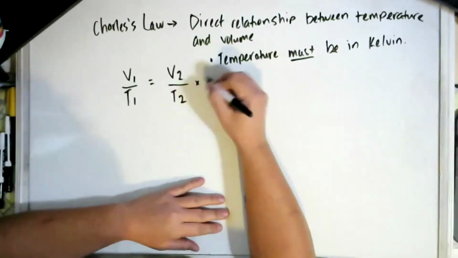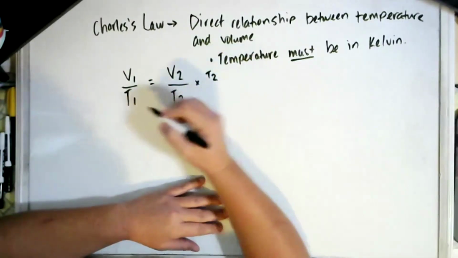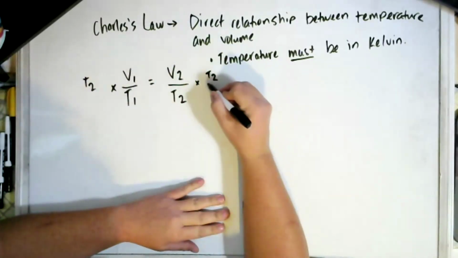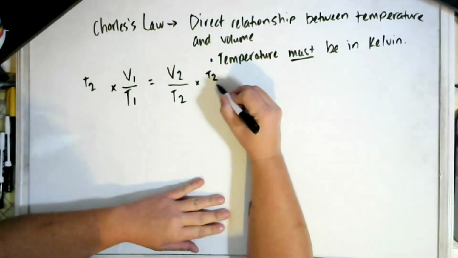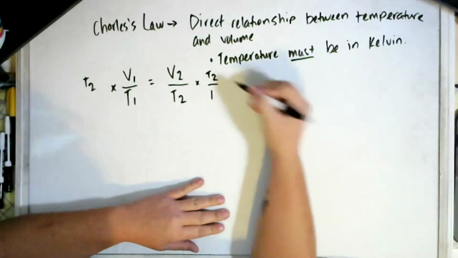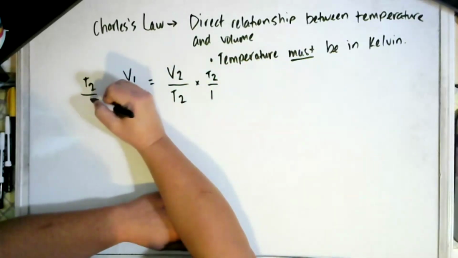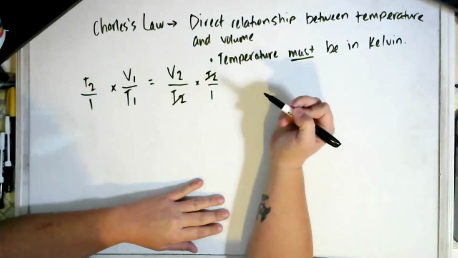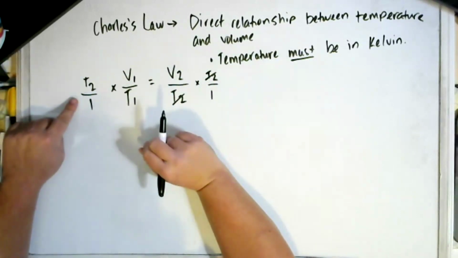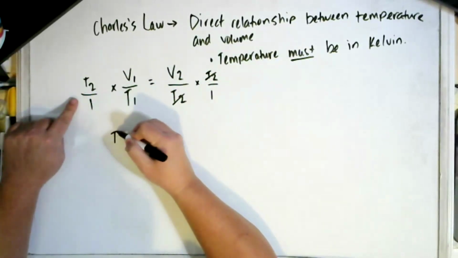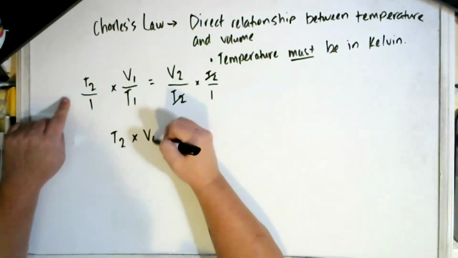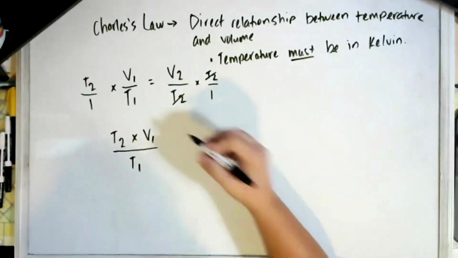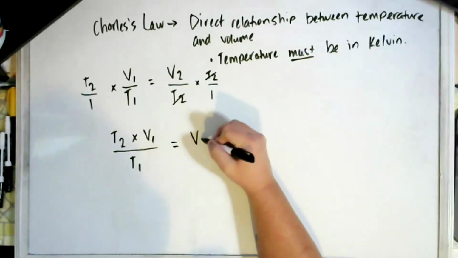So we're going to multiply both sides by T2. When we multiply by T2, that's like saying it's going to be T2 over 1. And when we do this, you see how it's going to cancel out on this side. But now on this side, what we're left with is going to be T2 times V1 divided by T1. And that's going to be equal to V2.